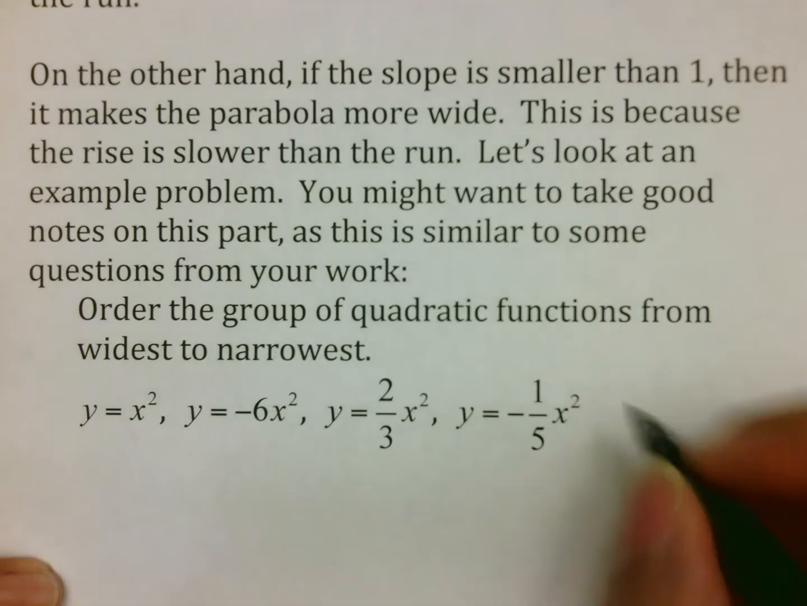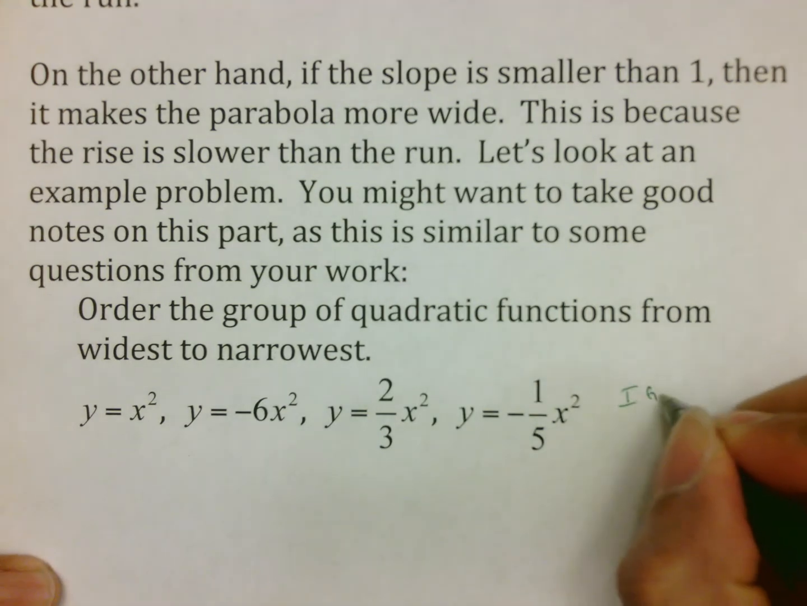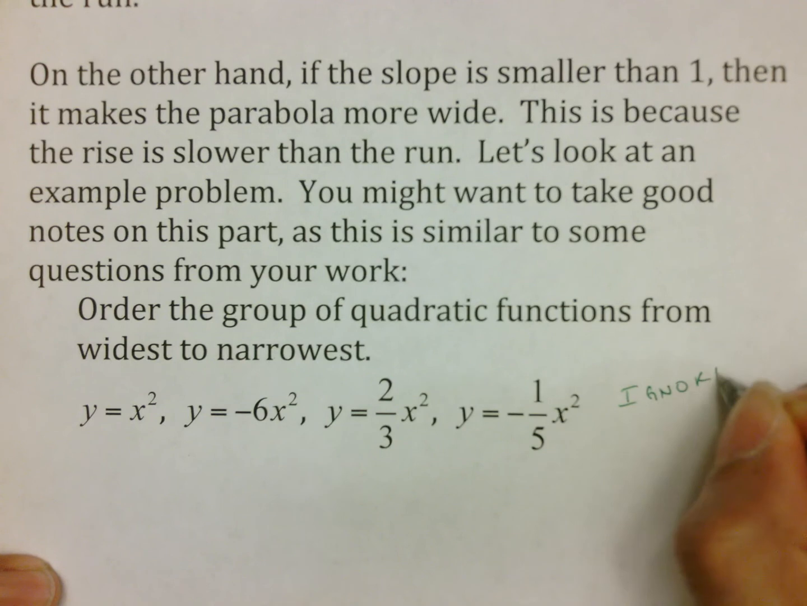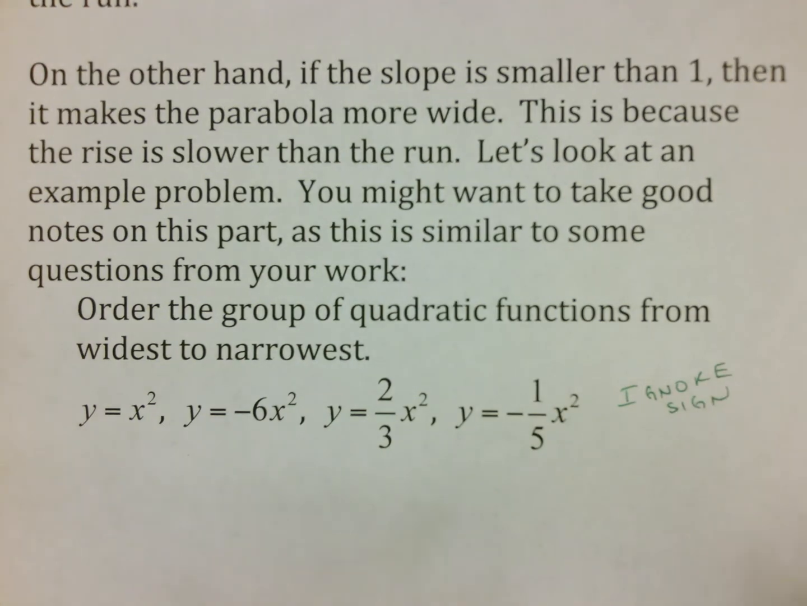When you do this, and again make this note, you can ignore the sign, because it doesn't matter whether it opens up or down. We just want to know which is the widest and which is the most narrow. So again, if you're talking wide, that means you're talking a small number.